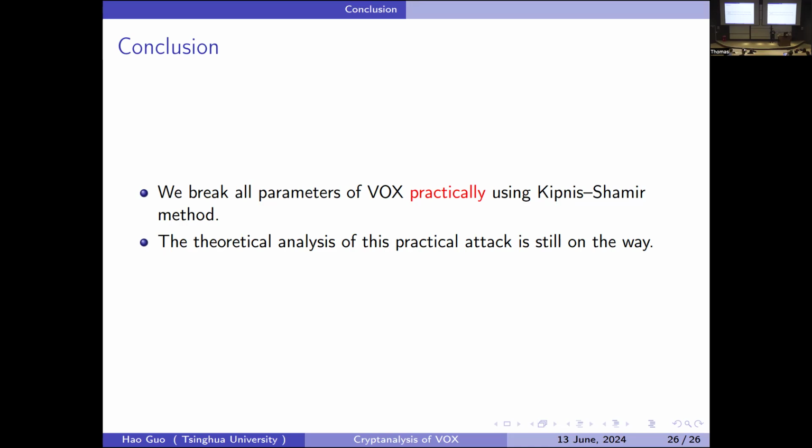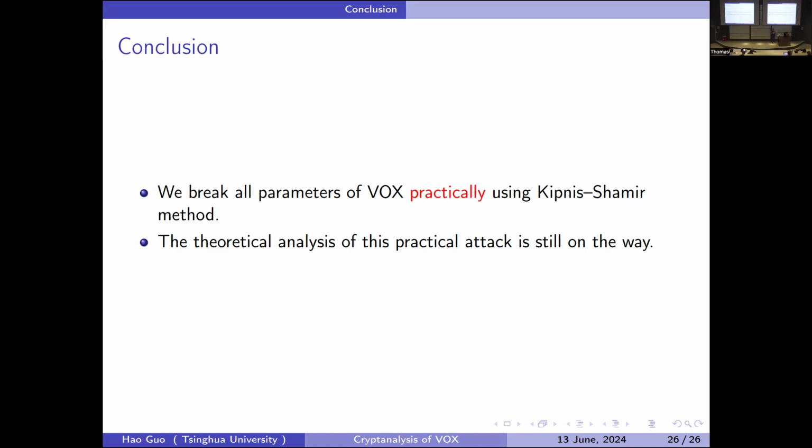Thank you for your nice talk. Regarding the support minors attack, can you say a little bit more? Do you understand why it's not better than the Kipnis-Shamir attack? You mean the support minors attack and the Kipnis-Shamir attack? Because in theory, you have better asymptotic results.